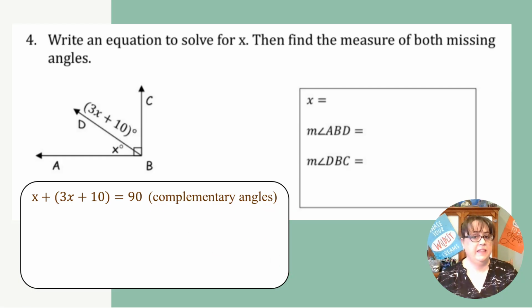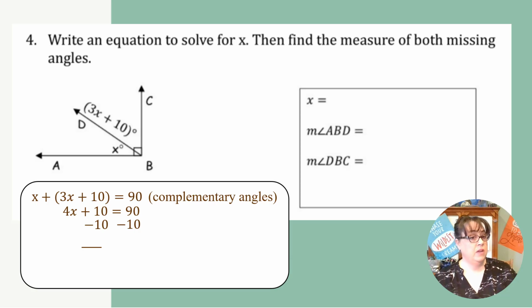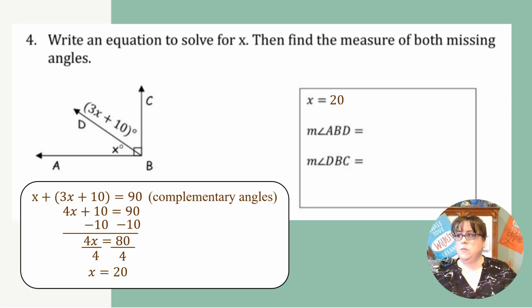So understanding that, now I can start solving the equation. X plus 3x is 4x, and so then I'm going to subtract 10 off of both sides. So 4x is equal to 80, divide both sides by 4, and I get x is equal to 20. So now that I know that x is equal to 20, I'm going to substitute those both in for the variables. So let's start with the measure of ABD.